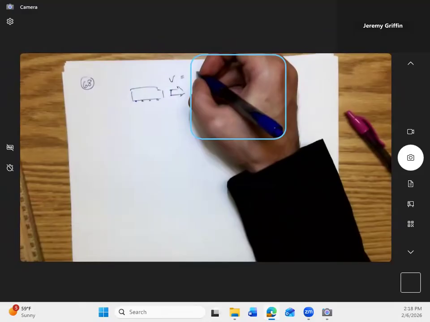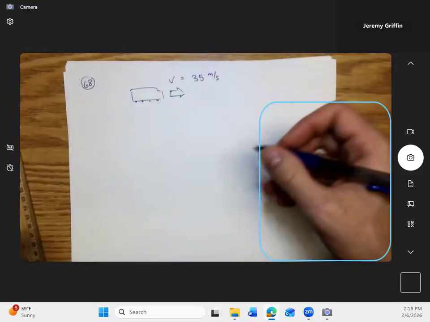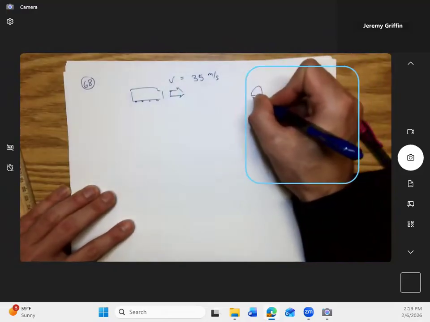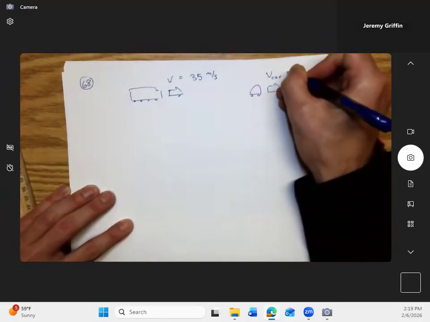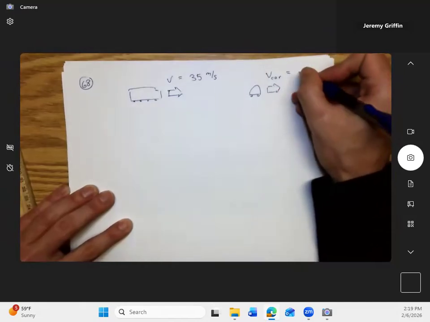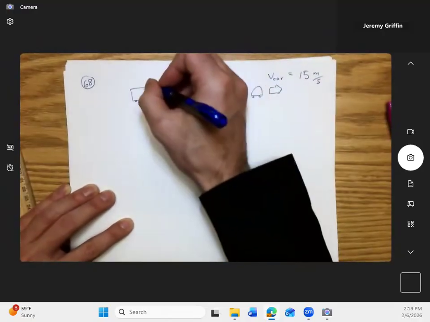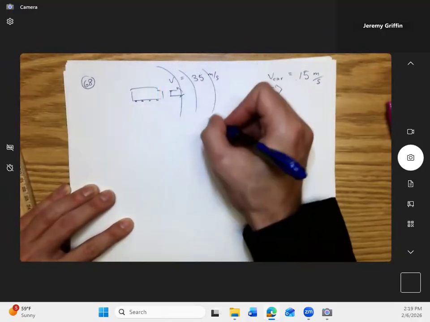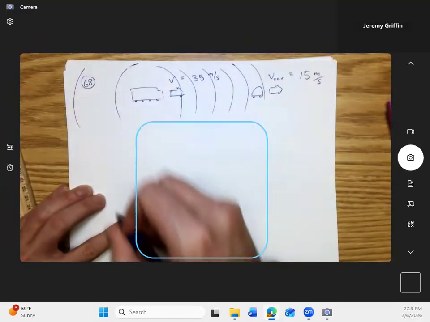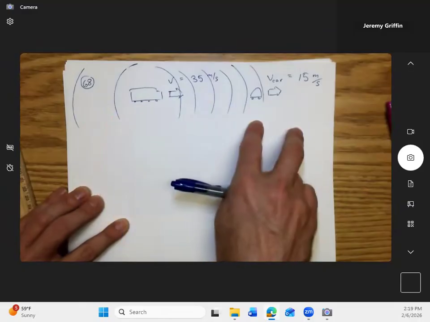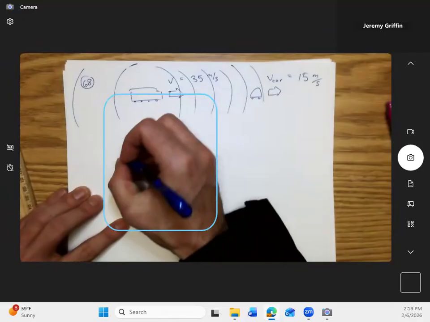Okay, so we got this truck going at 35 meters per second, like interstate highway speed. And then here's this car going a lot slower. The car is 15 meters per second. This truck is sending out these siren signals, right? But because of the Doppler effect, it's catching up to the sound waves it's sending out, which causes a pitch shift from the point of view of the observer.